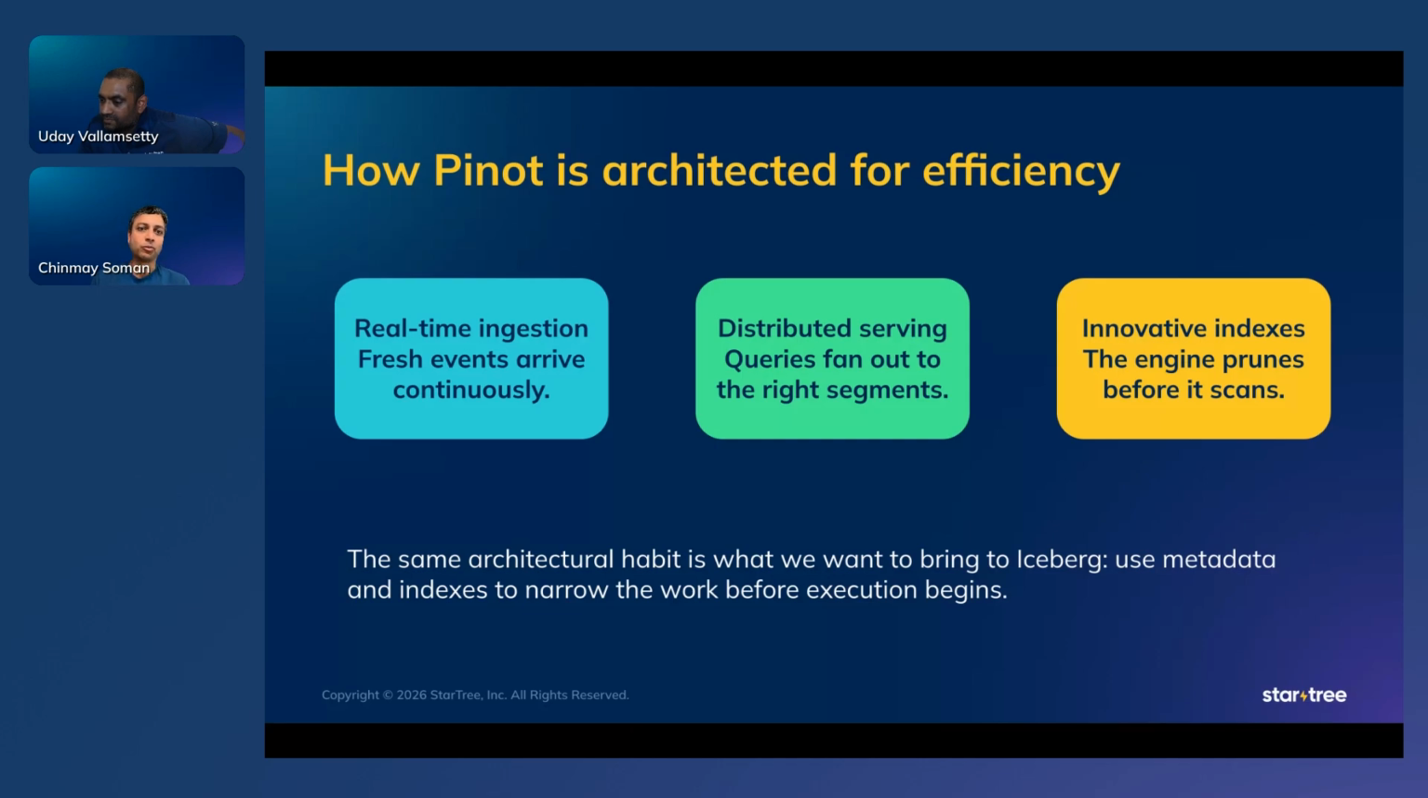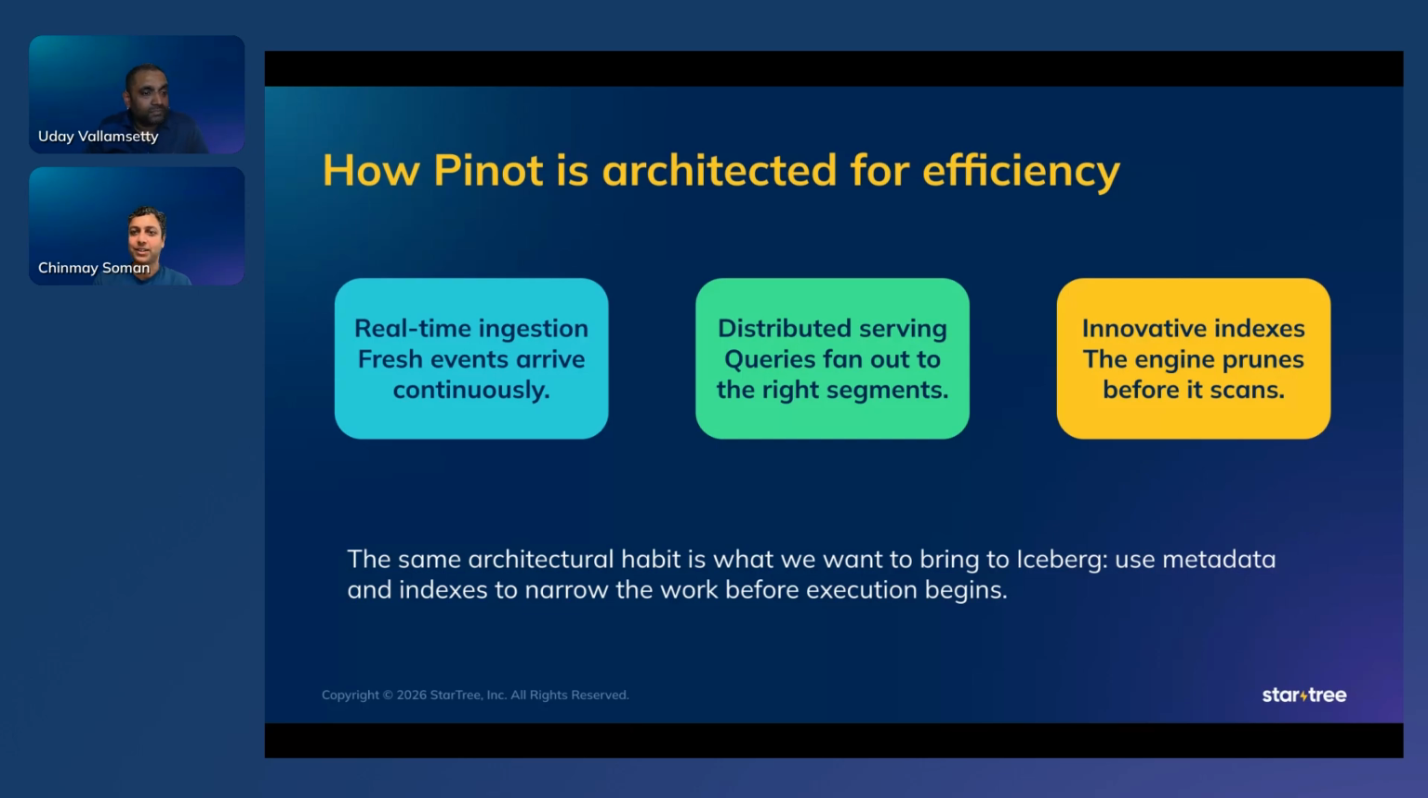Pinot was really built for three main things, right? The real-time ingestion, being able to serve analytical queries on events as soon as they're generated, as Uday already spoke about. And then the second is the distributed architecture. This was designed for terabyte, petabyte scale data, so you can scale out as much as you want, but the query performance is still predictable in the presence of organic growth.